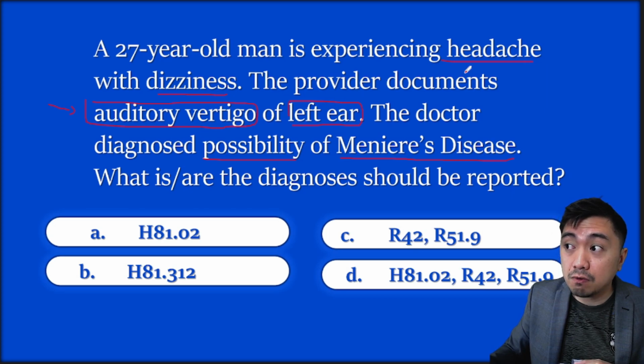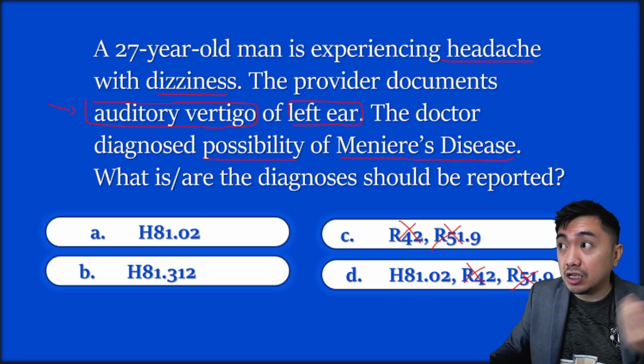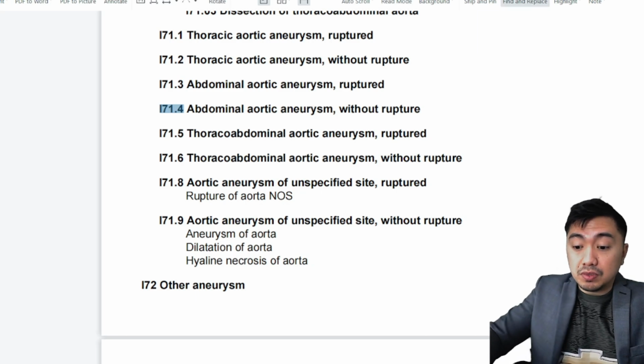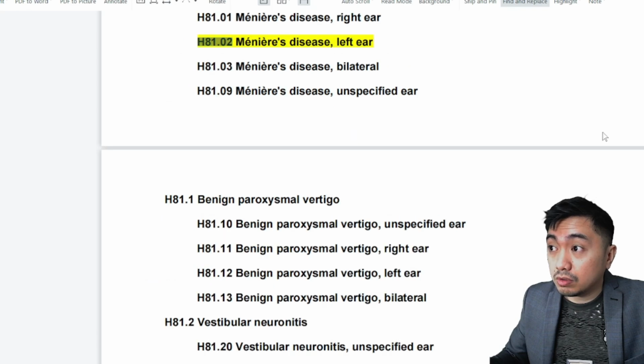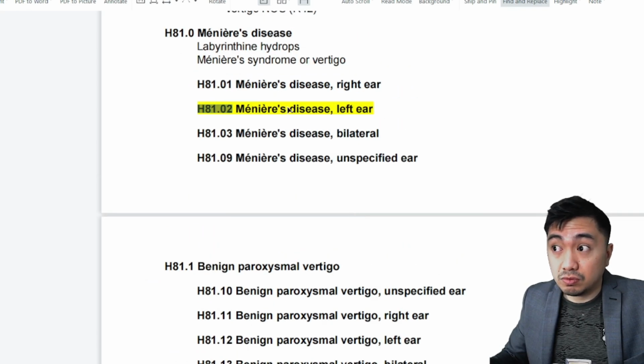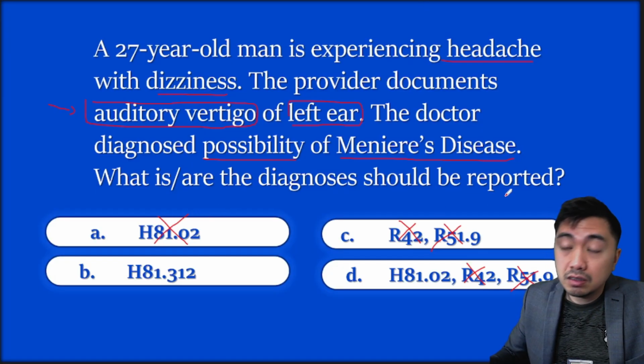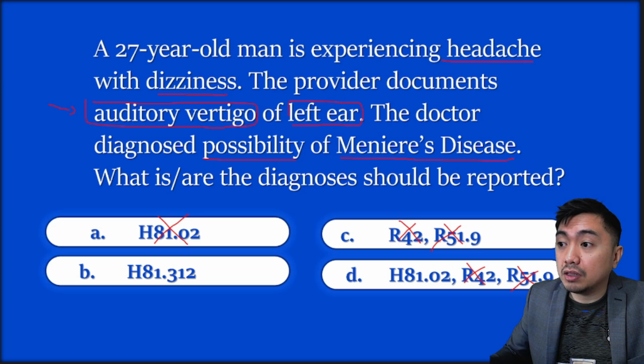Now, you have R codes here, R42 and R51.9, which are your dizziness and headache. So eliminate these two right here. Most probably you'll eliminate letter D as well because it's coded with H81.02 here, which is your Meniere's disease. Meniere's disease will not be coded because it's your possible diagnosis only for this day. Please take that into consideration. Eliminate this. You will be left with H81.312.